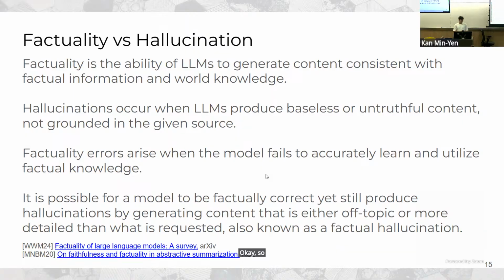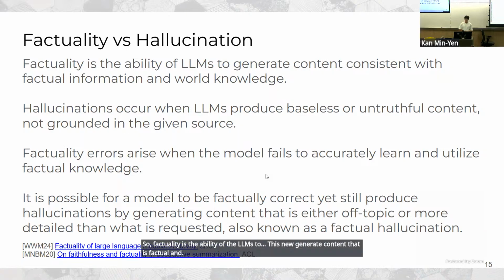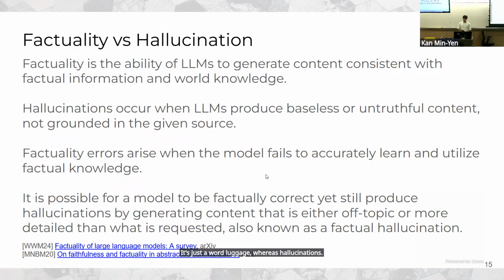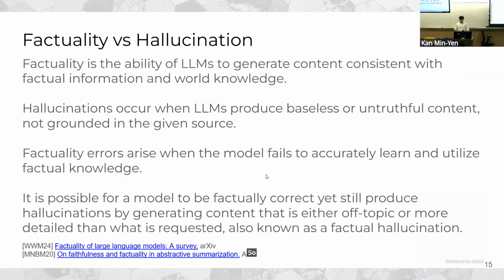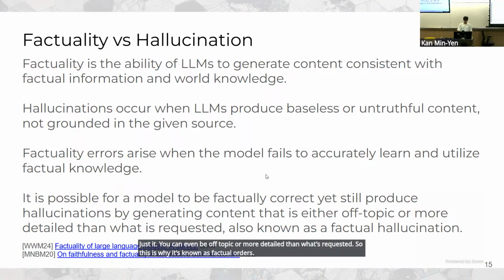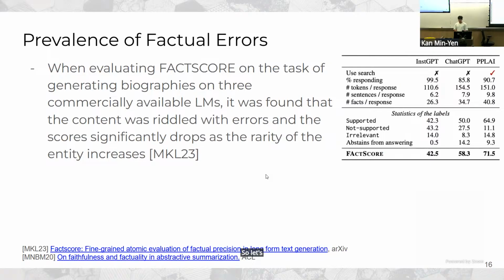So let's talk about two main terms: factuality versus hallucination. Factuality is the ability of the LLMs to generate content that is factual and consistent with world knowledge, whereas hallucinations are content that is not grounded. Hallucinations can be factual as well, just that they can either be off topic or more detailed than what is requested. This is why it's known as a factual hallucination.